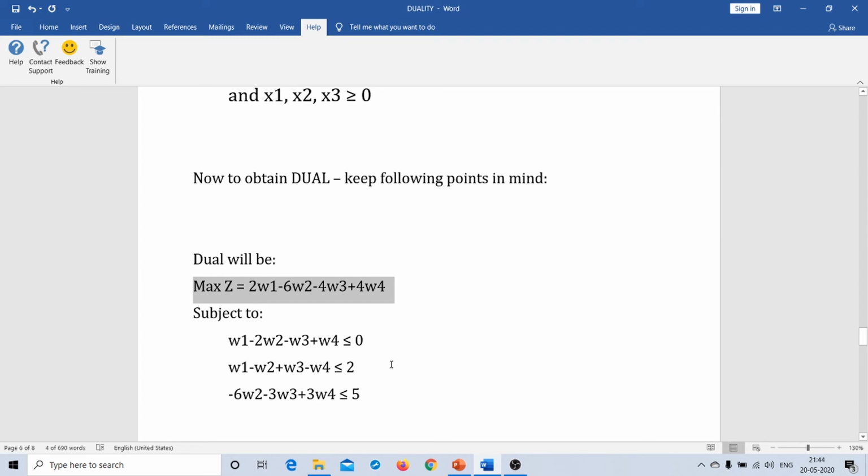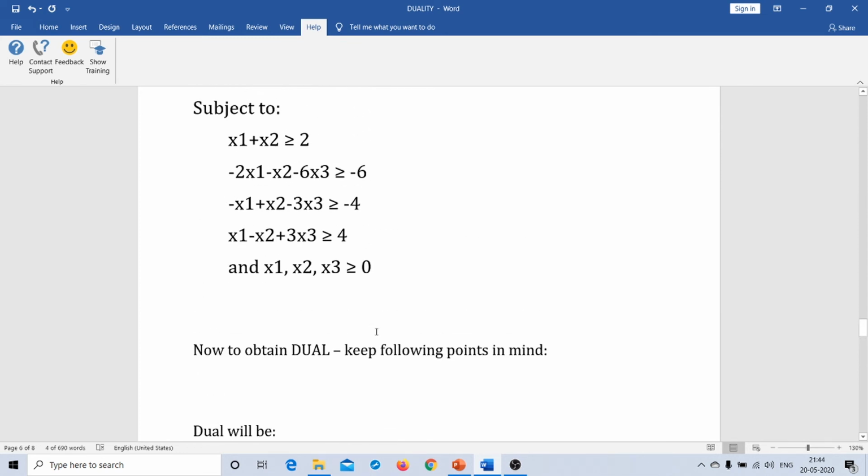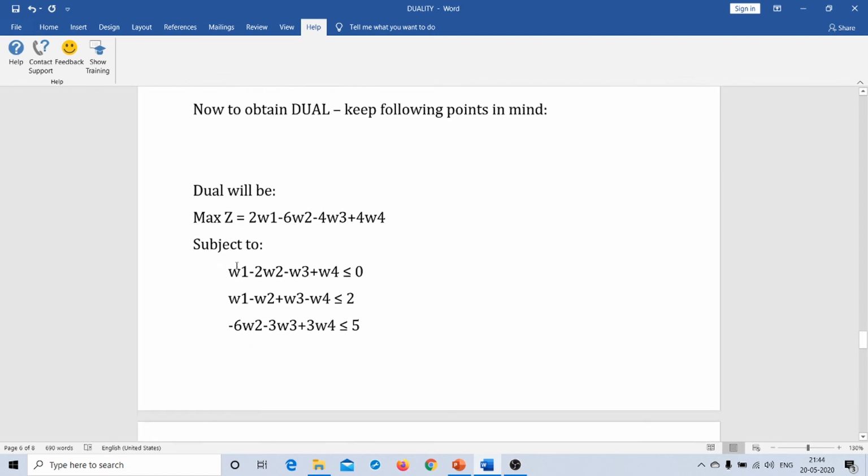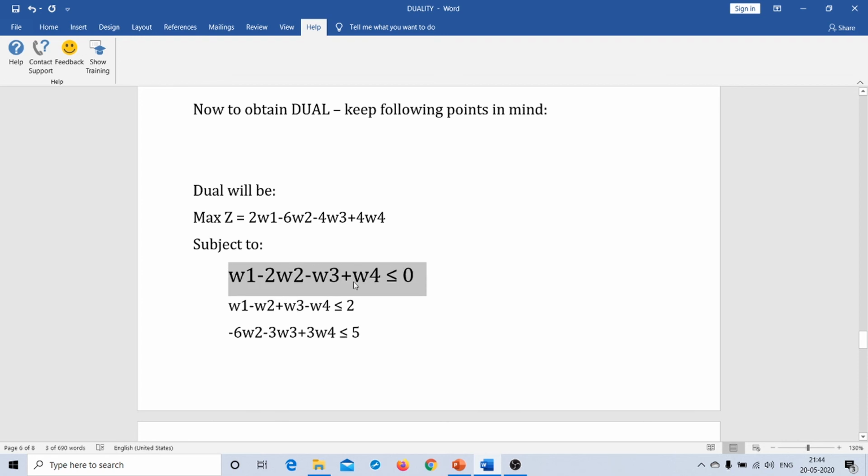Now let me proceed with respect to the constraints. Look at the coefficients of the decision variables. Here it is 1, then this is -2, this is -1 and this is 1. So 1, -2, -1, 1. So this is my first constraint of the dual, right? Then all the constraints in the dual will be of less than or equal to category because it is maximization.